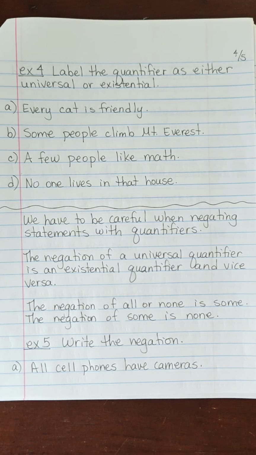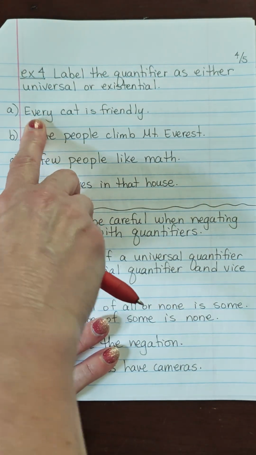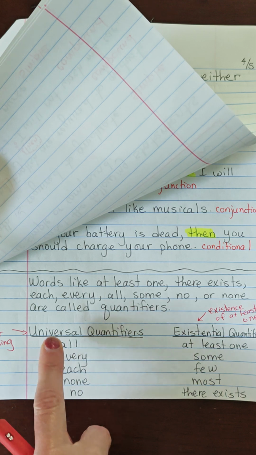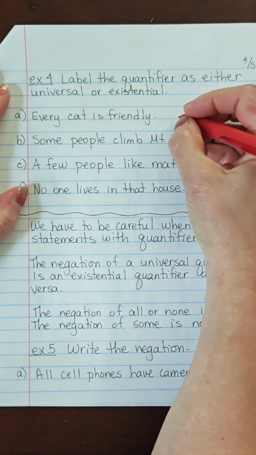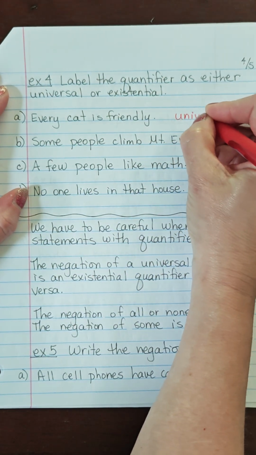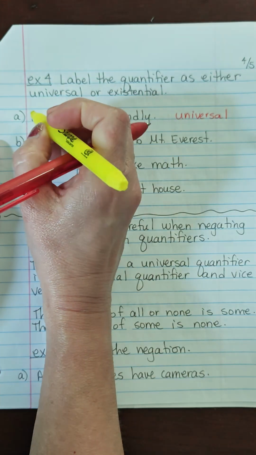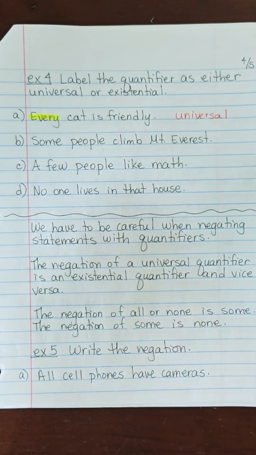Okay, so the first one, every cat is friendly. So we're looking at this word every. That's an all or nothing. So that every is under those universal quantifiers. That's the word that made me choose universal.